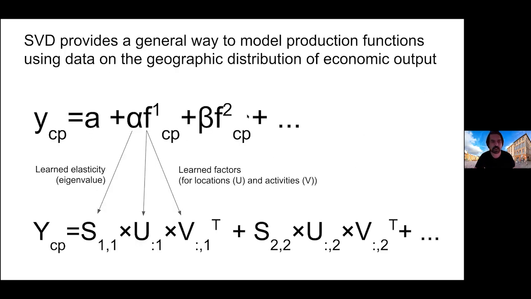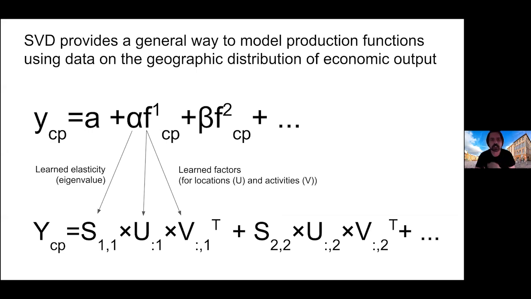So we have the Cobb-Douglas production function in log form upstairs, and we have this one downstairs. And what you have here is that these parameters alpha and beta, these elasticities, are these eigenvalues that you learn, and the factors are these vectors that you also learn, but they're split into a number for a location and a number for an activity. So if this number is high for both locations and activities, it means that activity is really present in that location. If this number is low, that activity is not present in that location.